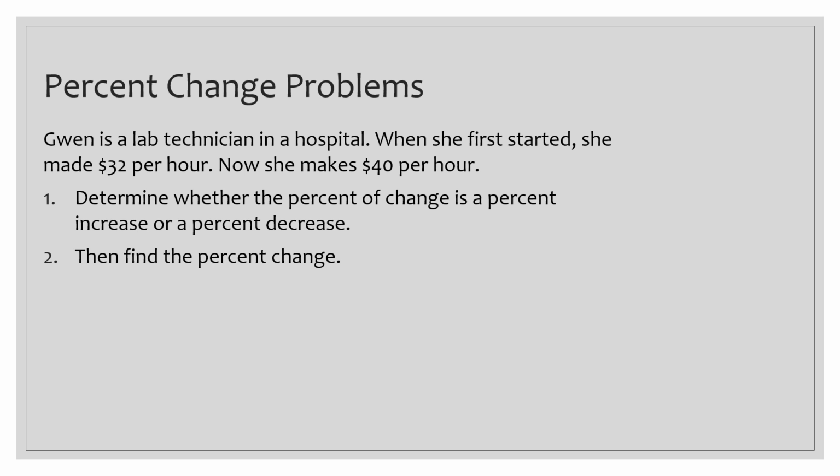So let's look at this. Gwen is a lab technician in a hospital. When she first started, she made $32 per hour. Now she makes $40 per hour. Determine whether the percent of change is a percent increase or a percent decrease, and then find the percent change. Whew. So we need some sort of process for this.